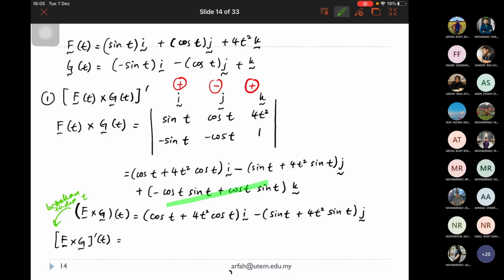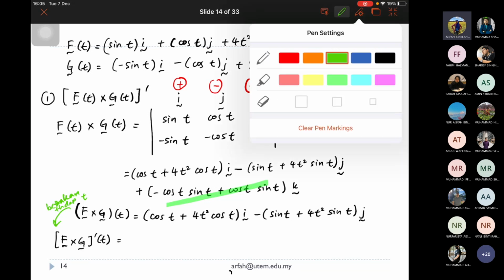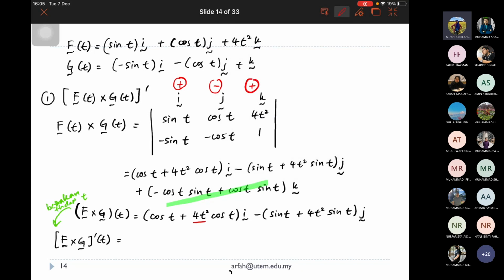So yang ini dia ada 4t squared cos t. Kalau awak nak bezakan, yang ini akan jadi u and this one akan jadi v. So dia akan jadi u v prime plus v u prime. The same goes for this one. Yang ini adalah u and this one is your v. Okay. So cuba buat dapatkan dia punya derivative. I give you time and then give me the final answer bila dah sudah.